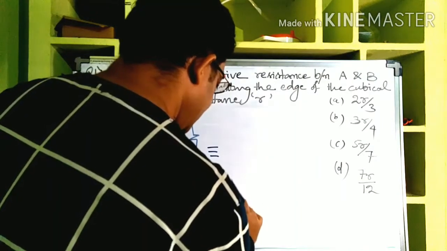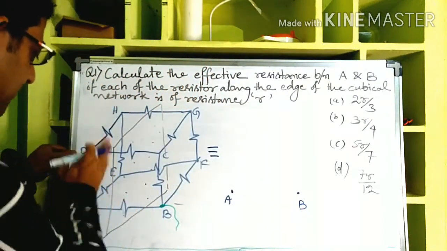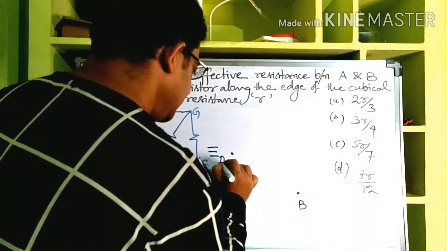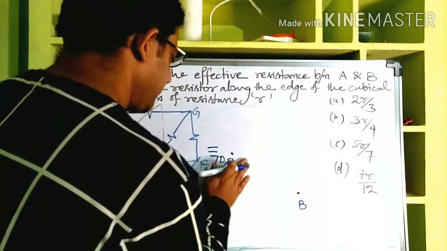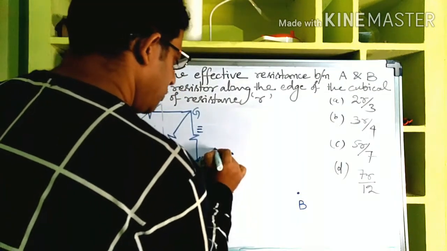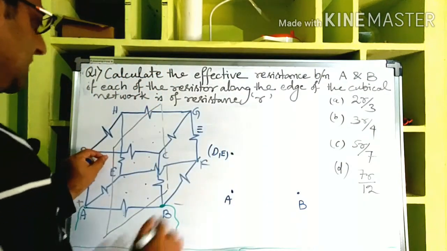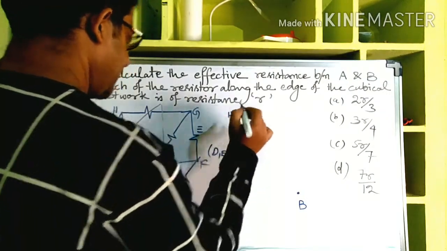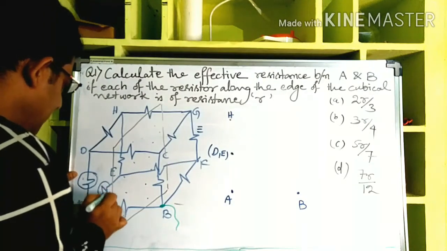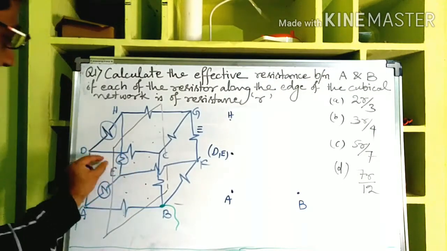Let me show point A and point B. Now AB is here, and DE is squeezed into one point, let us say this is both D and E. Then this point is H. Now see, when D and E are squeezed, this resistance will become parallel to this resistance, yes or no? Similarly, this resistance will become parallel to this resistance, yes or no?